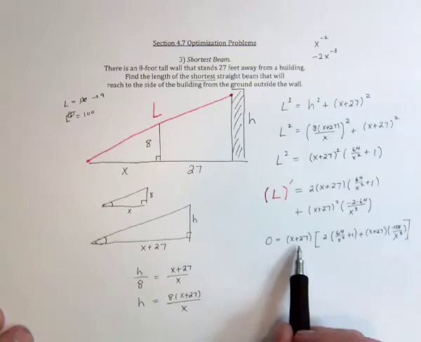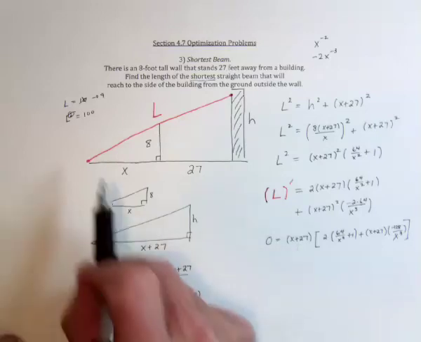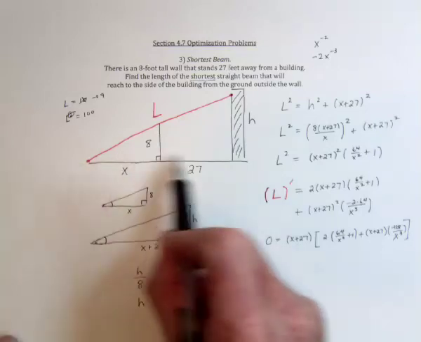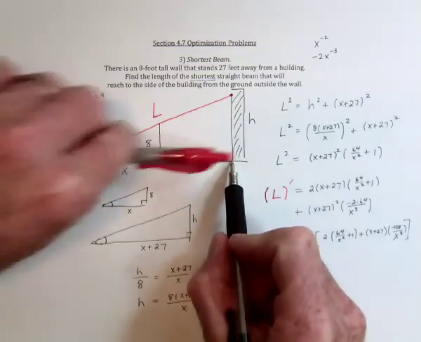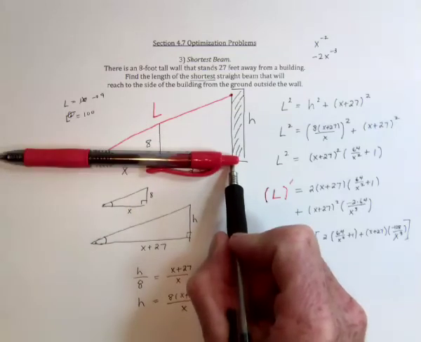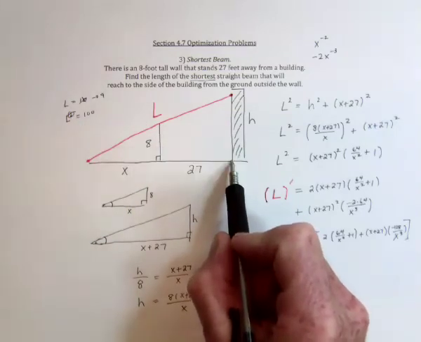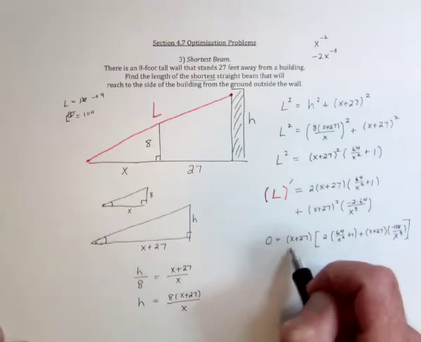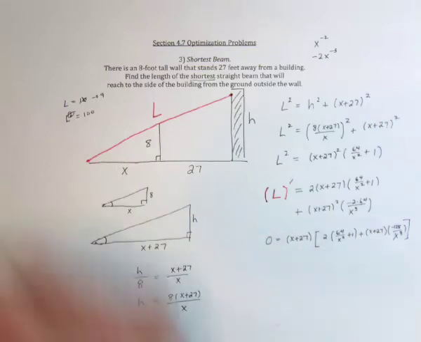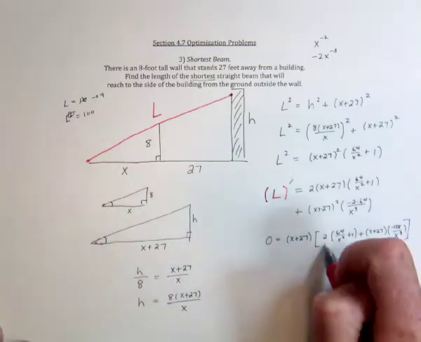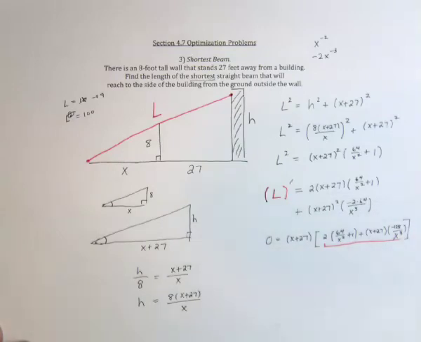So now that it's factored, set the factors equal to 0. But if you set this one equal to 0, it says x equals negative 27, which would then mean that the board is starting over here and going that direction. So that's not going to be going up the building. So that one's not going to give us a solution. And so next it's going to be all of this set equal to 0.